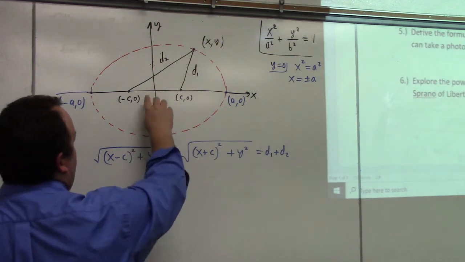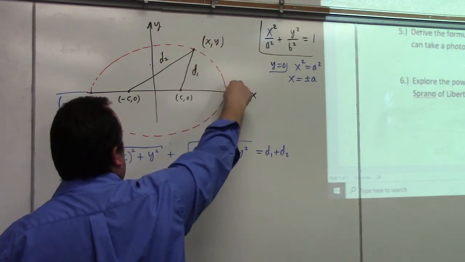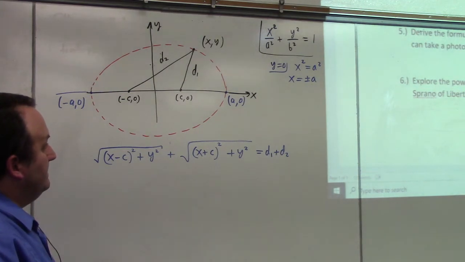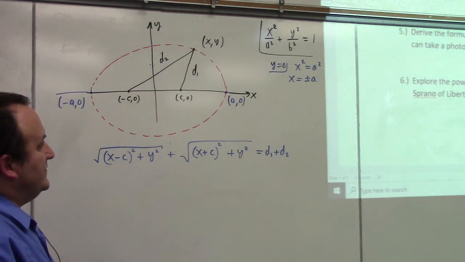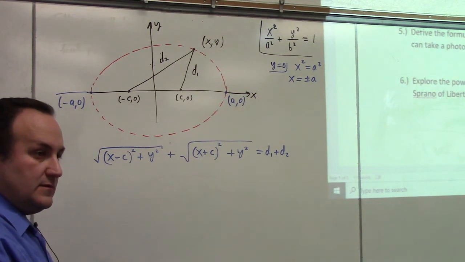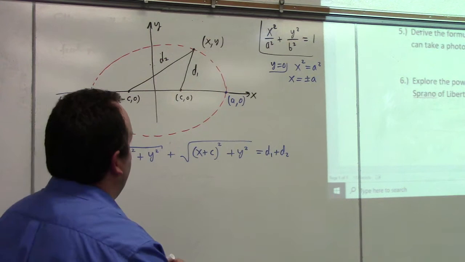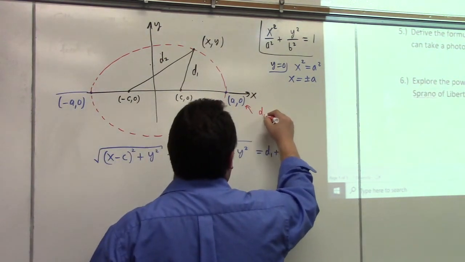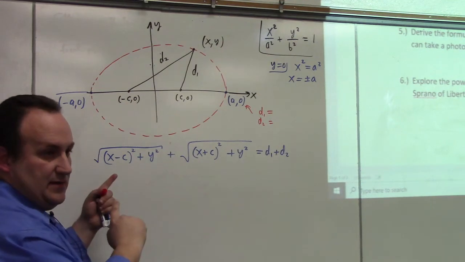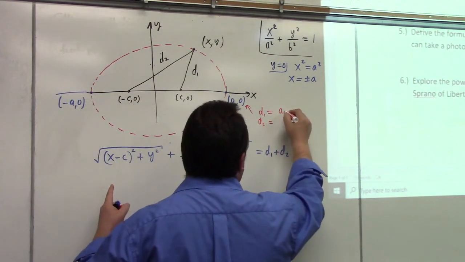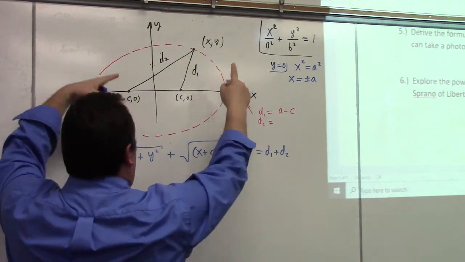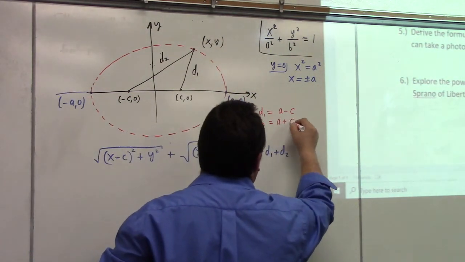Look at it here. What happens when we take that point and slide it down here? So my question is, what is D1 and what is D2 when we make x comma y equal to a comma 0? All right, I'll do the easy part. D1 should be a minus c, right? How about D2? A plus c. Very good. So what's D1 plus D2? 2a.